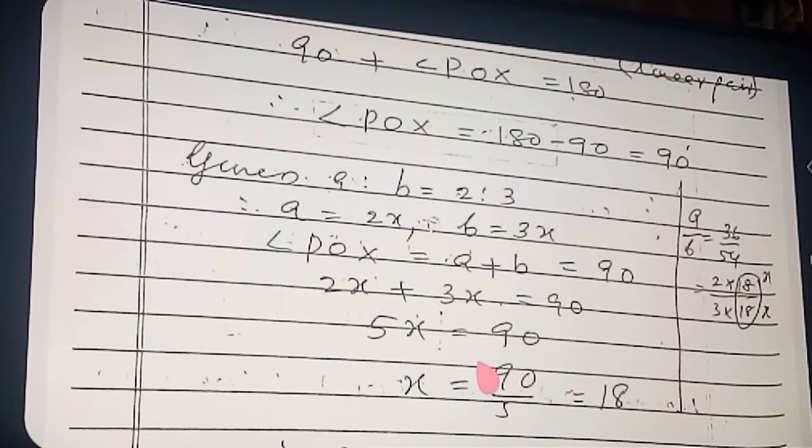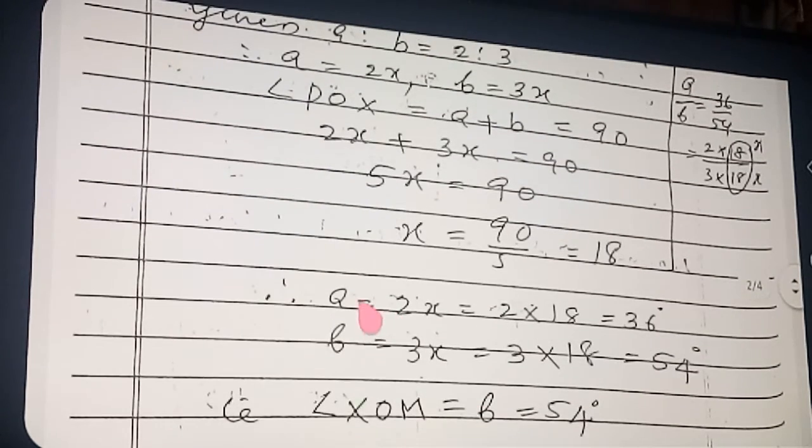So with that we will find out the value of A and B. See here, A, how much did we get? 36. How did we get 36? 2x. The value of A you supposed as 2x, that is 2 into 18, 36. Value of B is equal to 3x, that means 3 into 18, 54. Now we can come to the question.